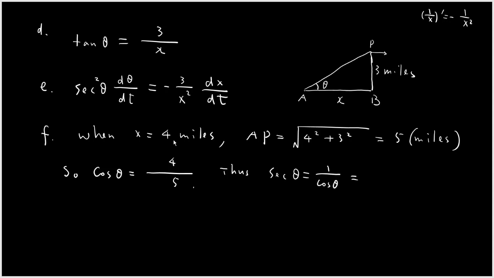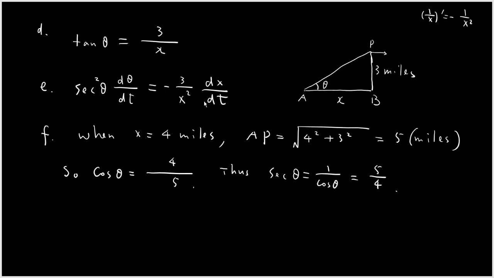Which is 5 over 4. Now we are ready to plug everything into the equation in step E. Again, the equation in step E gives you a relation between the 2 rates of change.